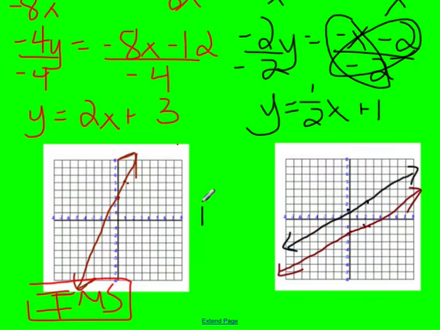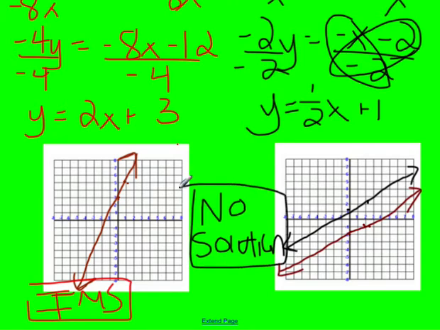So the lines don't cross, and so then this is no solution. Okay, because they don't cross each other, so then the two have no solution.